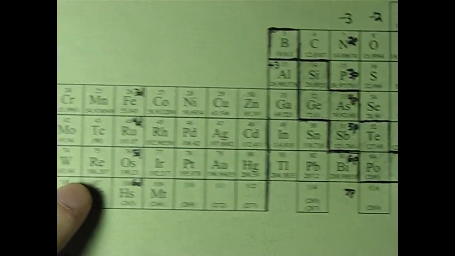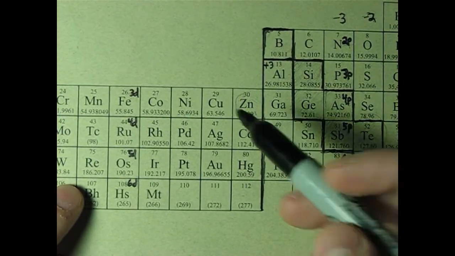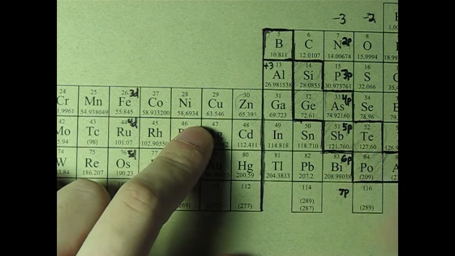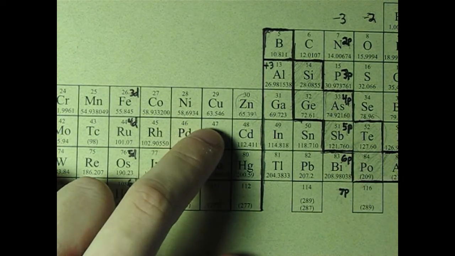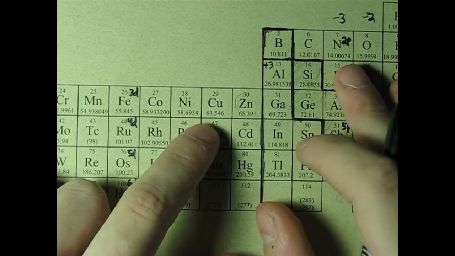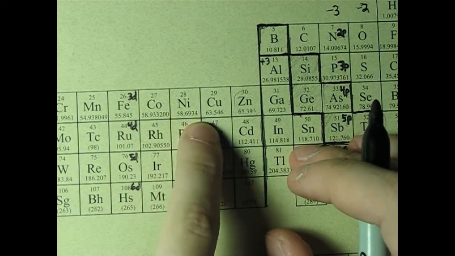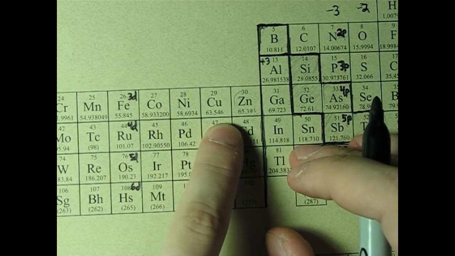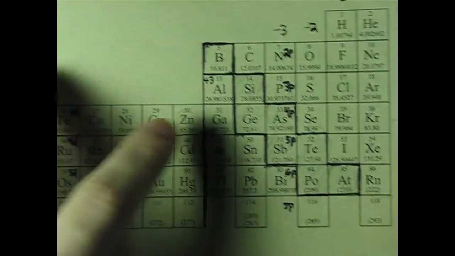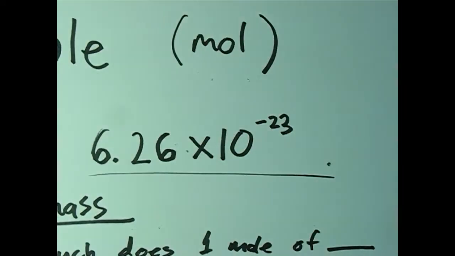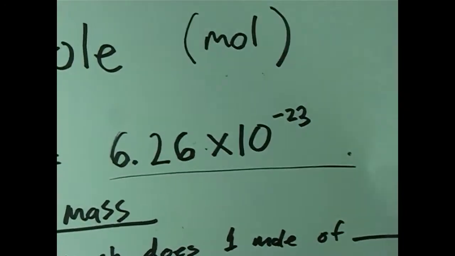Alright, let's look at copper, Cu. Don't ask me what's Cu. I think it's Latin, like cupric or something. But below the symbol is the mass in grams. This one is 63.5 blah blah blah. Okay, so now that you know what a molar mass is, let's launch into our example.